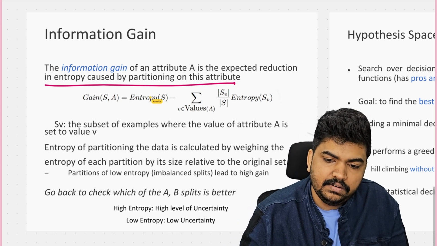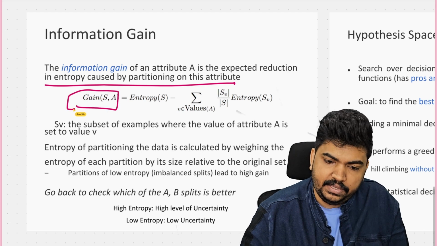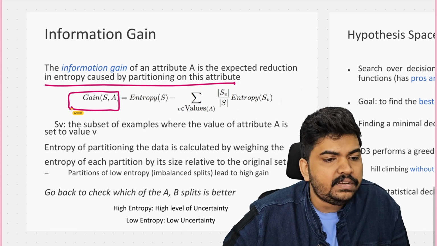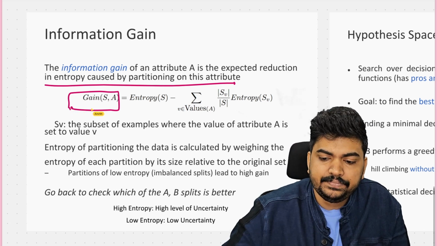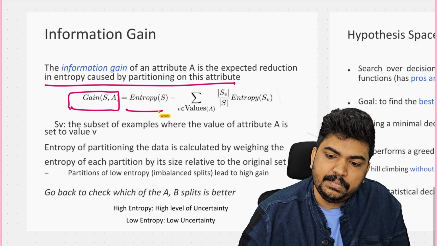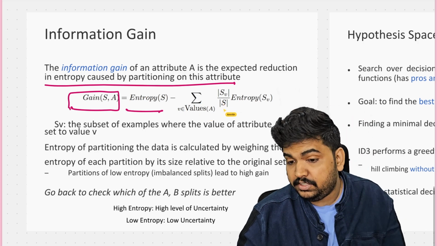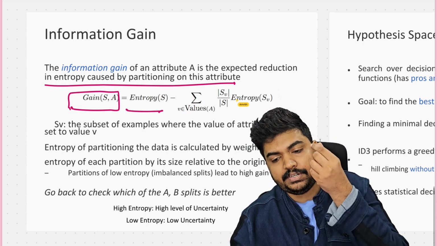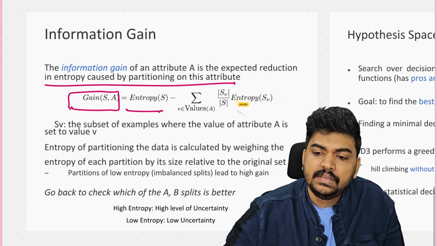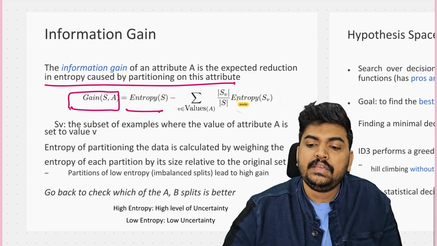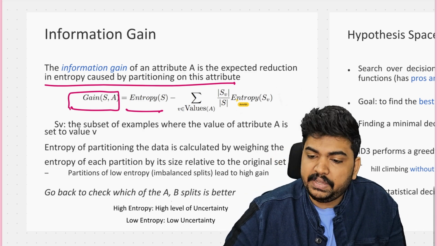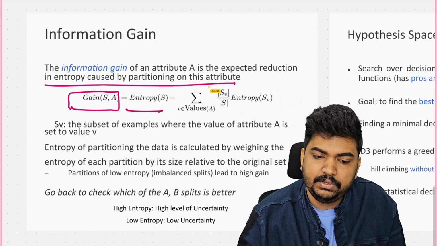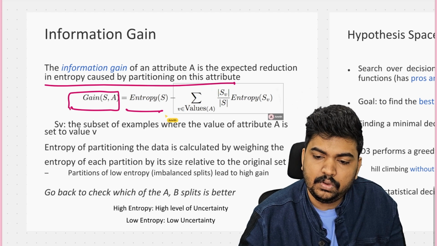So the gain for an attribute A for a given data set S is the entropy of S minus the summation of Sv by S, where Sv is the subset of those data points that has a particular value v for the attribute A. So it's Sv by S times entropy of Sv, and we are doing the summation of all such values.